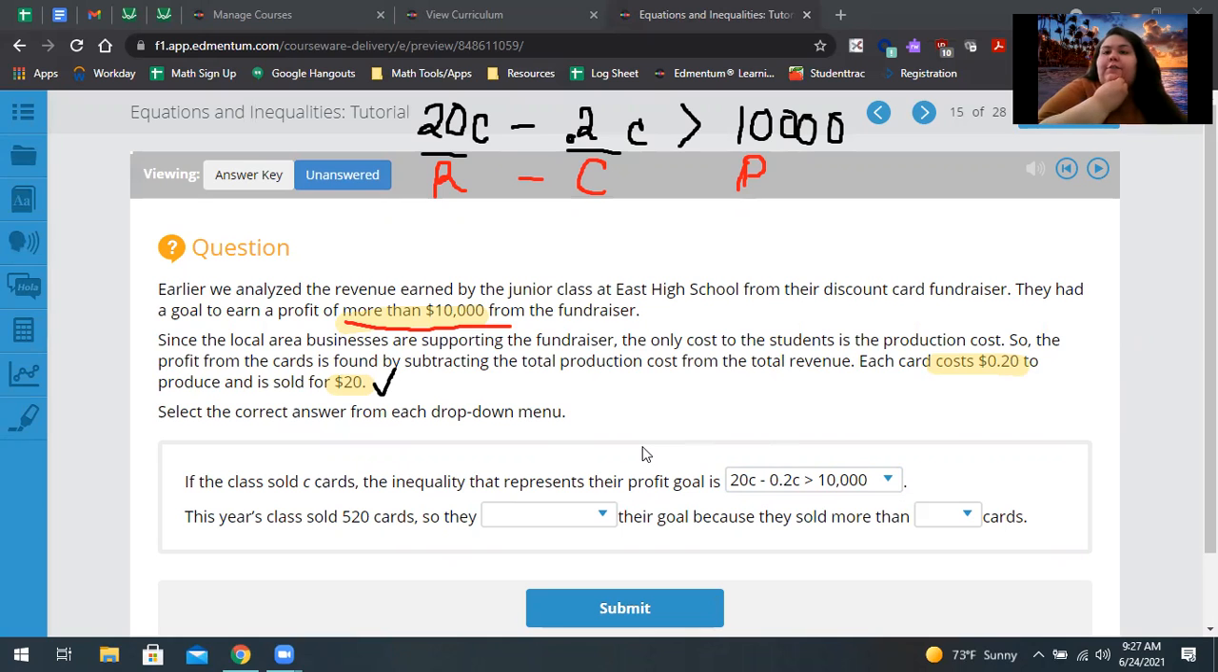So here we followed those steps in that previous slide 14. We set up our inequality, we solve it, and then we graph it. Here they are asking us to see if 520 cards did or did not meet their goal. When we take a look at that, we can simplify this already. On the left side of the inequality, 20C minus 0.2C are like terms because they both have the same variable. We can combine those like terms. So we do 20 minus 0.2, that is 19.8. So that's 19.8C, and that is still going to be greater than 10,000. So they are giving us a value here.